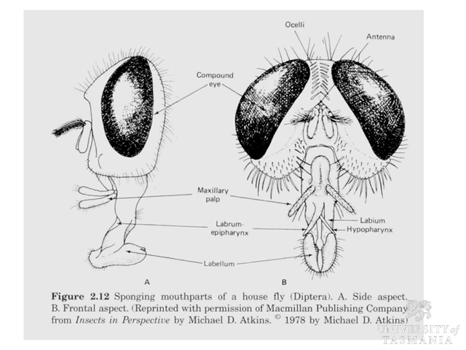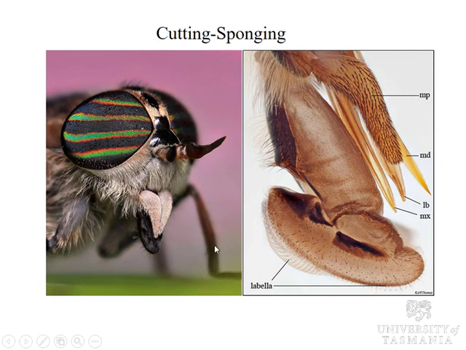Okay, so flies, mouth parts, that labellum, and so you can see the maxillary palps, and the labrum is still sort of there, the epipharynx, but the labellum is the big change, the big shift in flies. We do have another option with flies though, and one of those flies that you might be familiar with is like horse flies, tabanids, march flies is another one. It's called cutting sponging, okay?